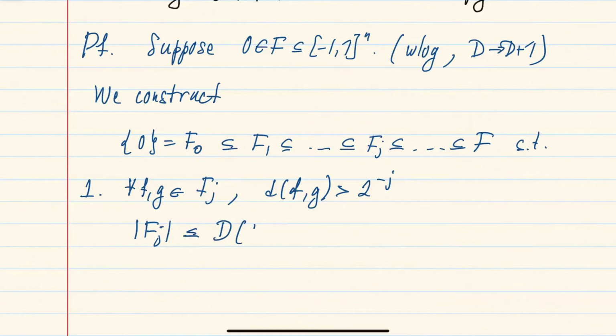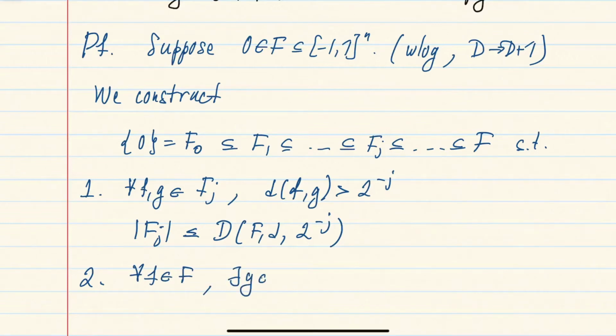Just by the definition of the optimal packing, you are trying to maximize the cardinality of the set at a distance 2 to the minus j. So this cardinality will be bounded by that packing function at 2 to the minus j. And the second property will be that this set Fj will be 2 to the minus j covering. So in other words, for all f in our set, you can find a vector in Fj such that the distance between them is bounded by 2 to the minus j.